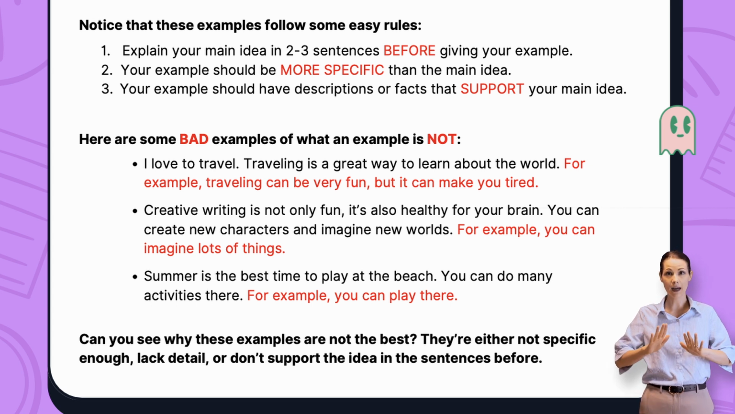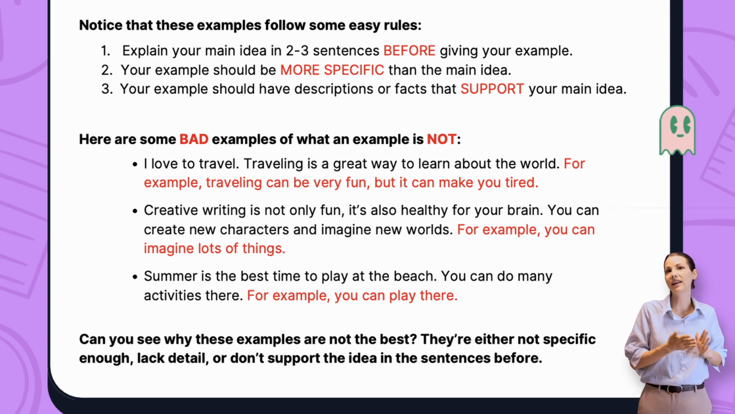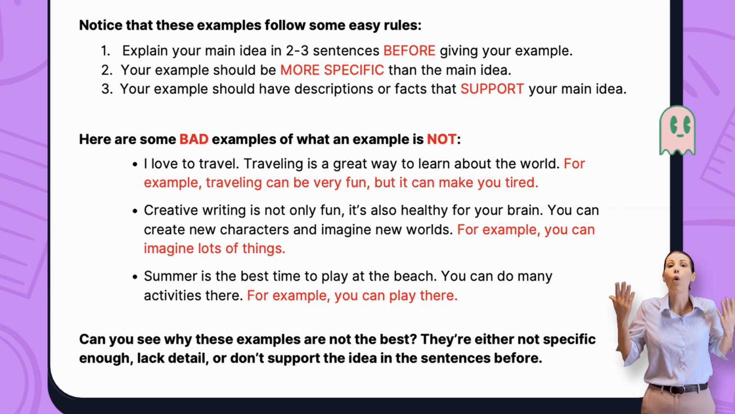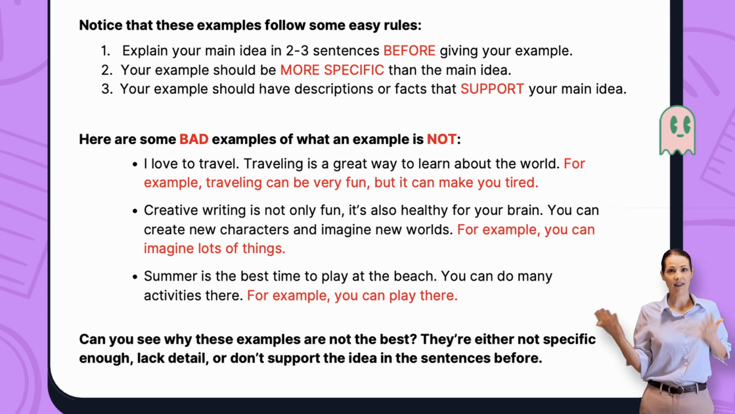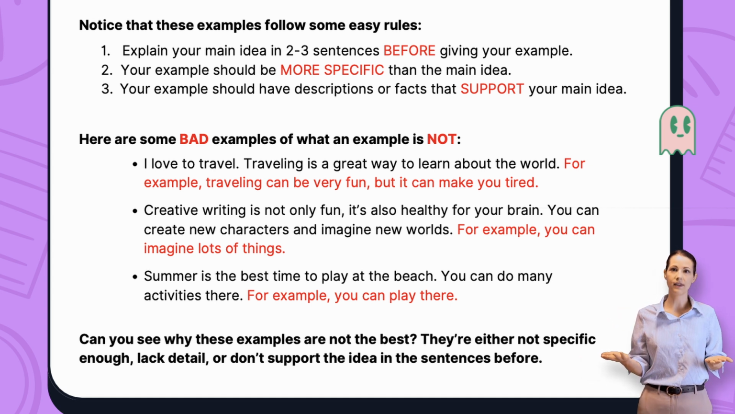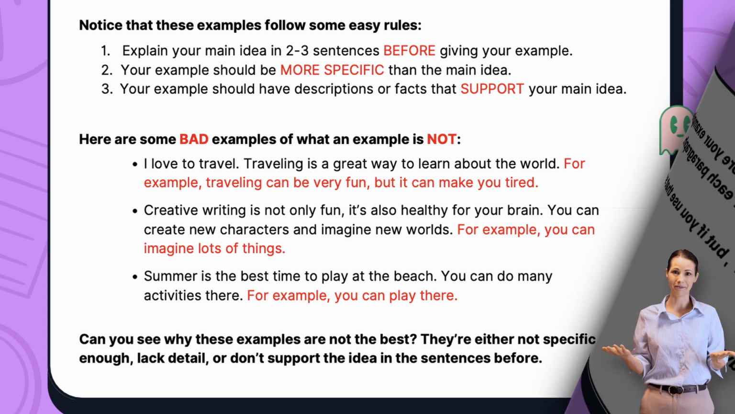Summer is the best time to play at the beach. You can do many activities there. For example, you can play there. We know we can play at the beach, but what can we play? We want to be more specific with our examples. Can you see why these examples are not the best? They're either not specific enough, lack detail, or don't support the idea in the sentences before.